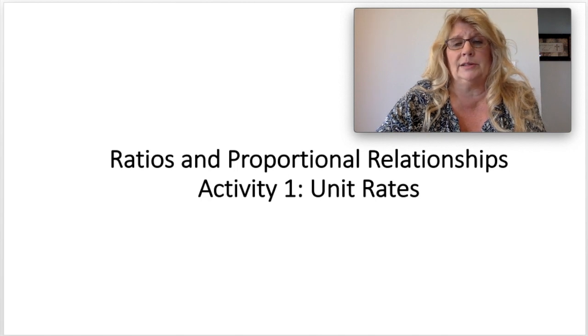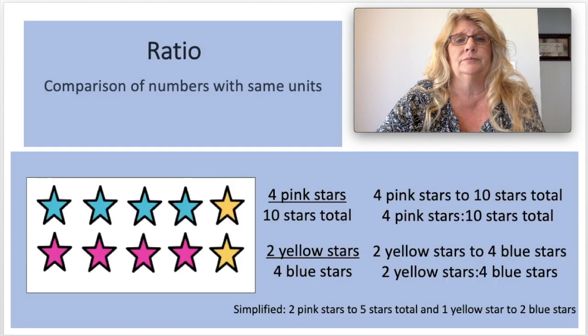We have 4 activities on ratios and proportional relationships, and labels are the key to success on all of these. It's very important to watch your labels because they're going to help you solve your problems correctly. So our first activity is unit rates.